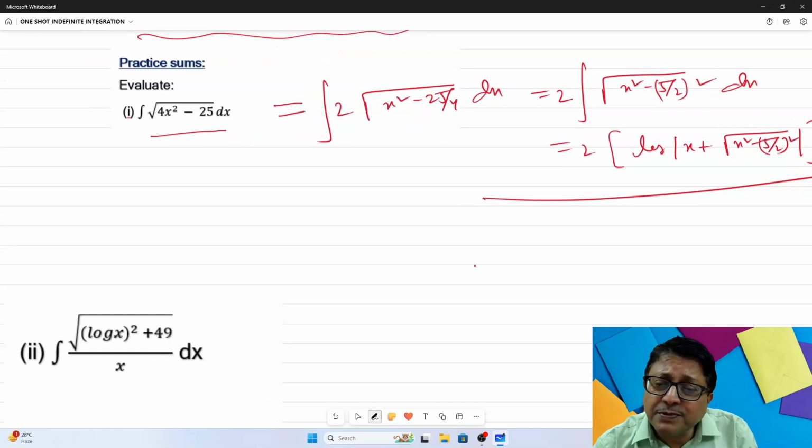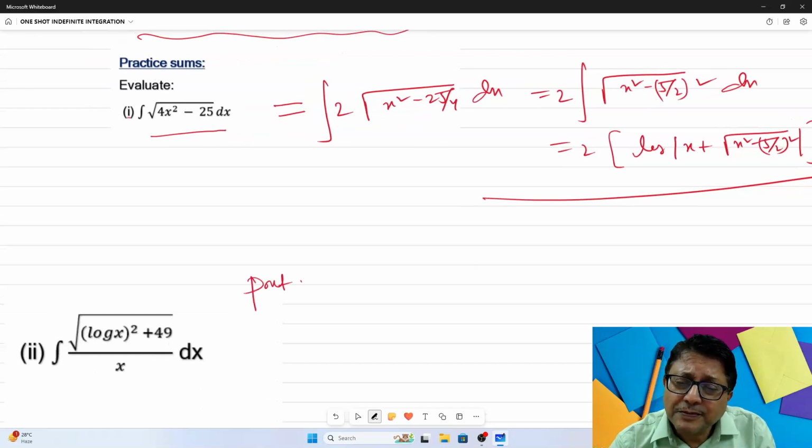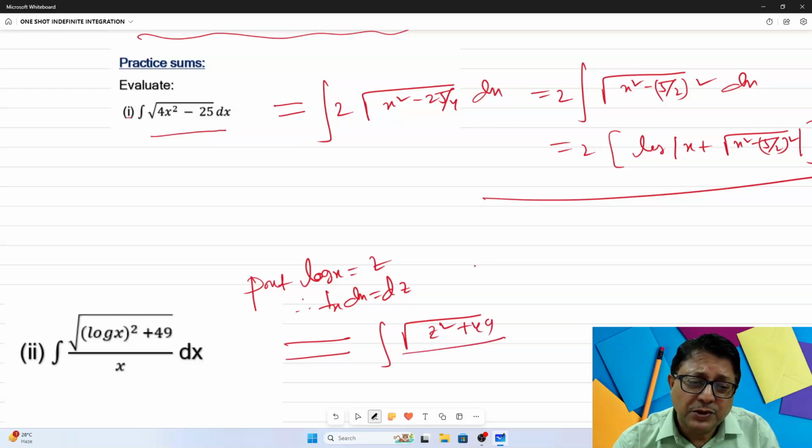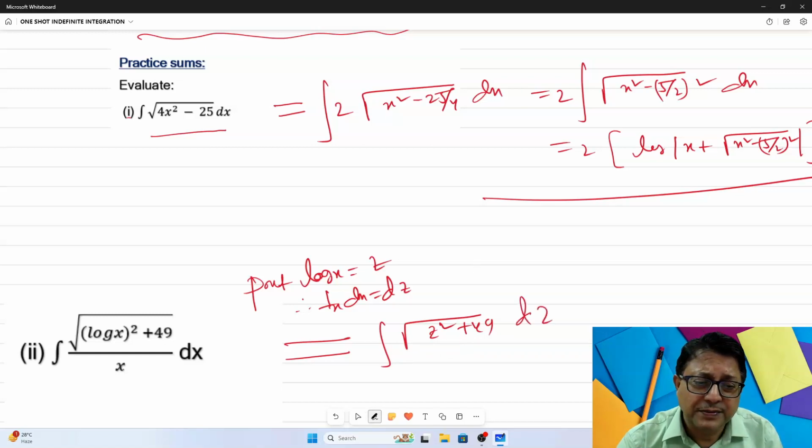This one you make a substitution, put log x equal to z, so 1 by x dx is dz, and z square plus 49, by, no, nothing is there in the denominator, it is just z square plus 49 dz. So simple.